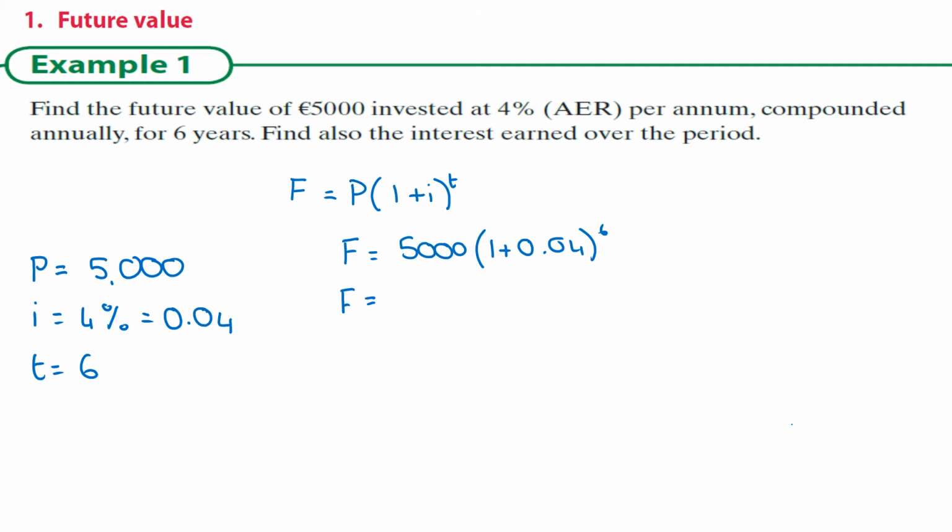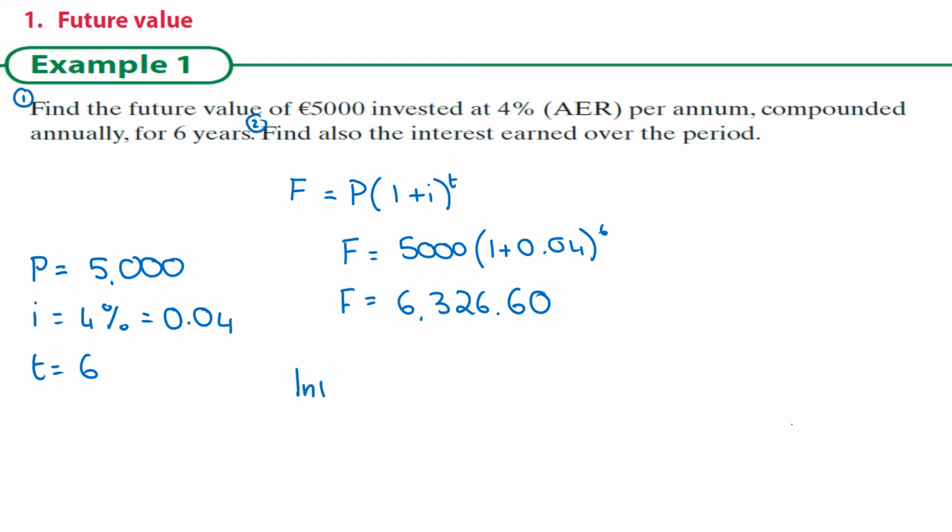Remember that this is money, so 2 decimal places unless you're told otherwise. So 0.59, so that's 60. Okay, so that's my find the future value. And then the second part was find the interest.